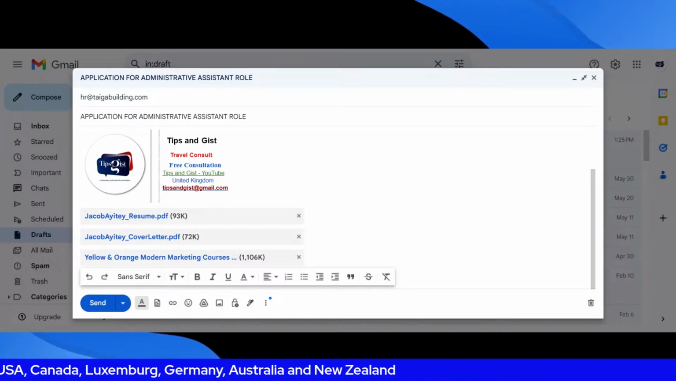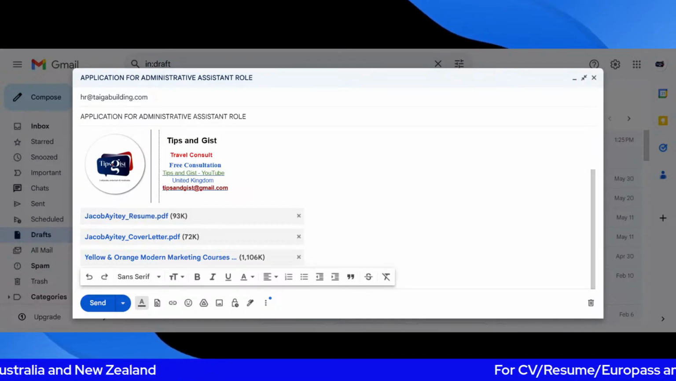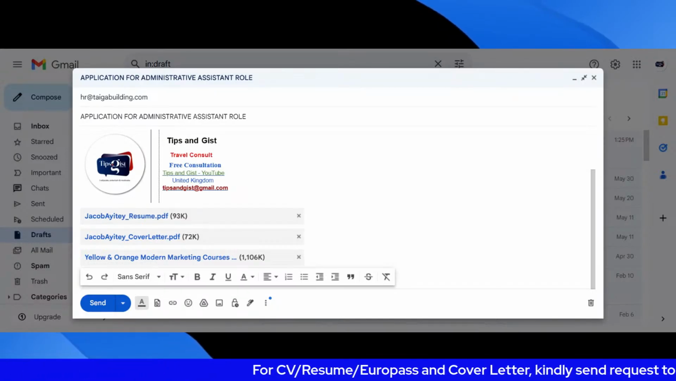Job application is not guaranteed. You have to keep on, because it is free to apply.